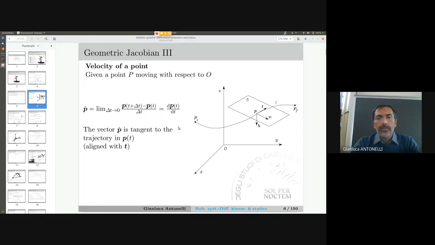Now, the p dot is tangent to the trajectory, actually it's tangent to the path. This is an error. We will define the difference between path and trajectory in another lesson, it's a stupid mistake that I made. But the vector p dot is tangent. So p dot is aligned with this vector here that is denoted with the t here. Okay? It can be demonstrated, but we are not going to do it now, of course.